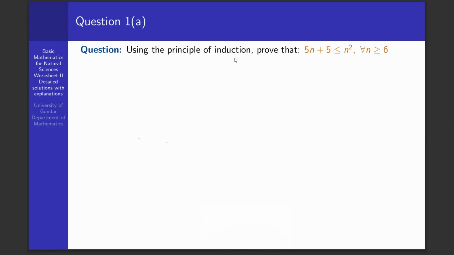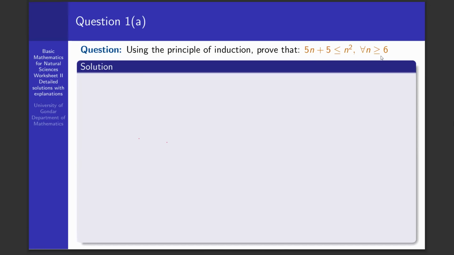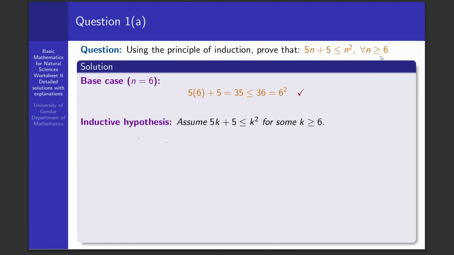Using a principle of mathematical induction, we are asked to prove 5n plus 5 is less than or equal to n square for every n greater than or equal to 6. In order to prove such a statement by using the principle of mathematical induction, we have three steps: the base case, the inductive hypothesis, and the last one, the inductive step.